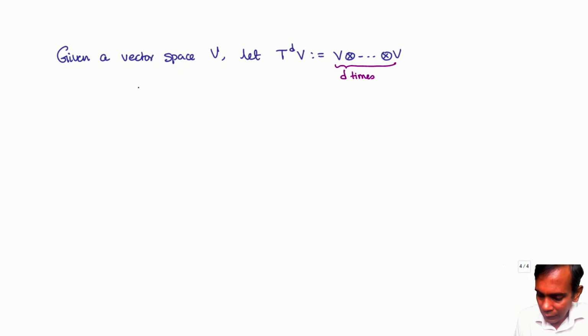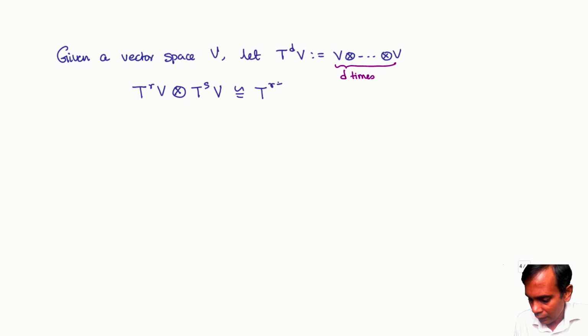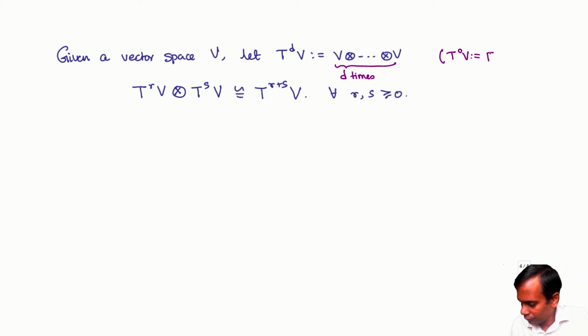Okay, and what we have is that TRV tensor TSV is isomorphic to TR plus S for all R, S greater than or equal to 0. At this point I should say something about what is T0V. So T0V, we will take it to be by definition just F, the one dimensional vector space F over F.